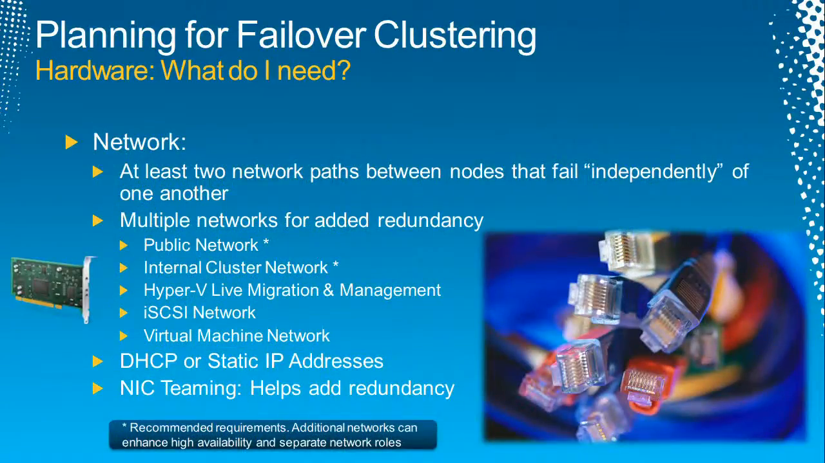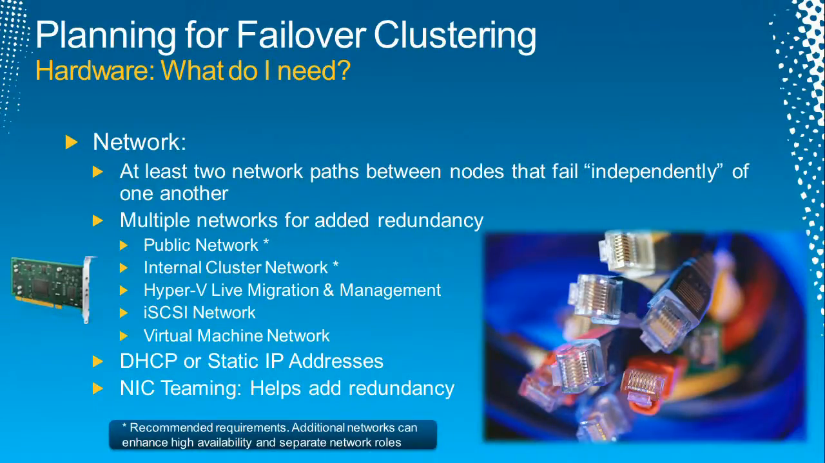Okay, what do I need as far as a network? As you saw in my diagram, there were 2 networks between the 2 nodes. That's kind of what I would consider to be a minimum requirement. You're going to have your network that your clients connect to, and then you're going to have an internal network that the nodes talk to each other over.